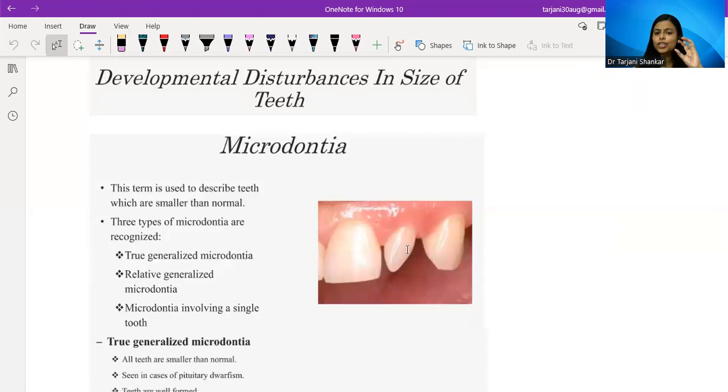That is, the size of the teeth would be somewhat abnormal compared to the normal size, right? First in developmental disturbances, we have microdontia. As the word suggests, microdontia means the tooth would be smaller compared to the normal size, right? So this term is used to describe teeth which are smaller than normal. Very clear point? Okay.